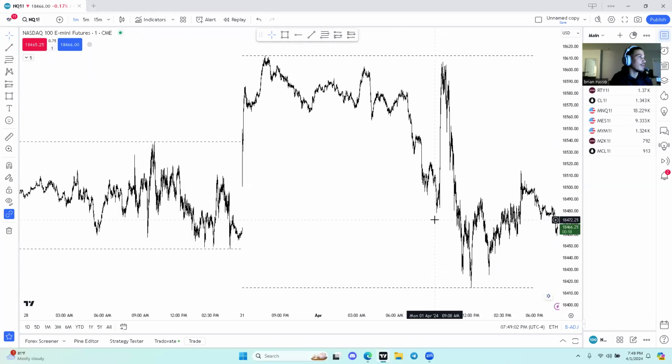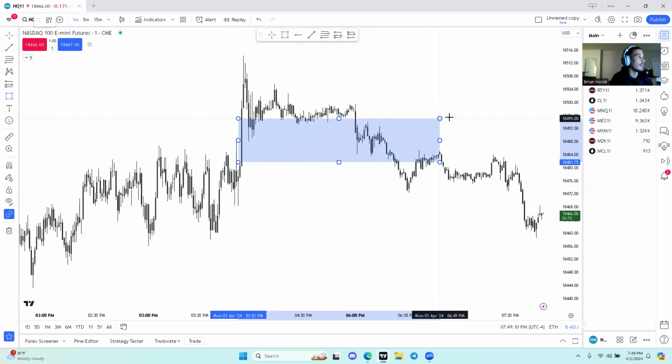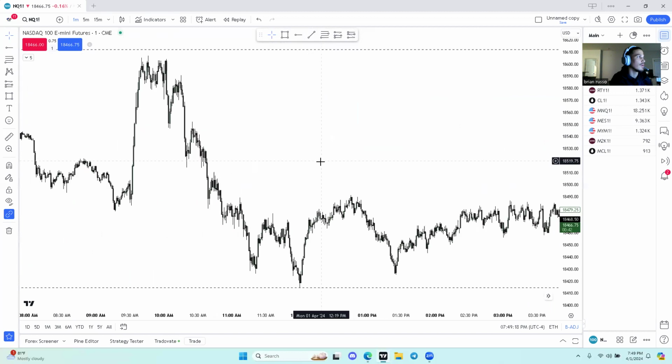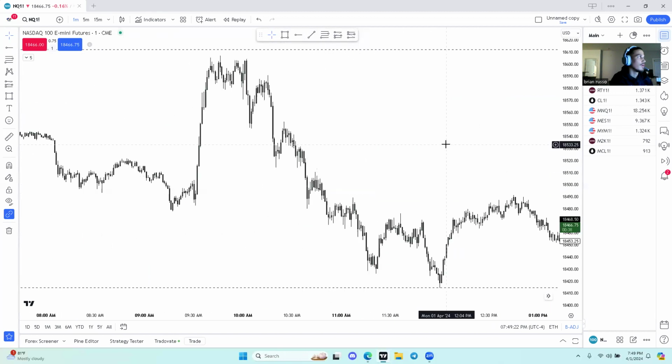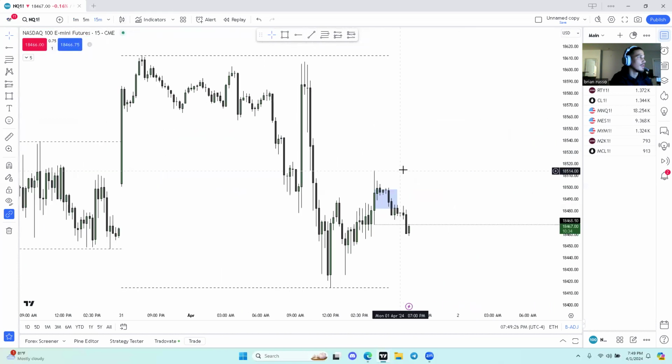Also, very important to know, we always go from internal liquidity to external. So internal liquidity will be like a fair value gap like this. External liquidity will be a high or a low. So I'll give you a good example. I'll go straight to the 15-minute actually.